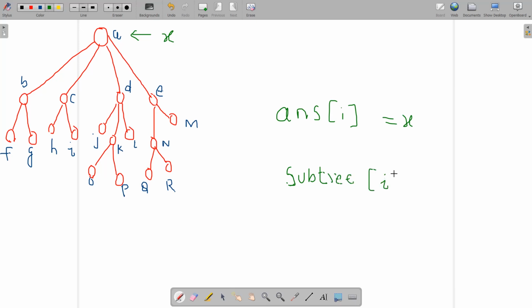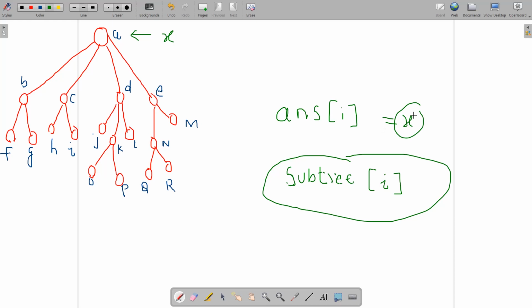Okay, so if we are able to have the value of subtree of I for all the ith nodes, and if we are finding out the value of X for any ith node, then we can find out the values of all the places of this answer vector, for all the nodes, with the help of this X value and with the help of this subtree of I value. And how we are going to do that, let's try to understand.